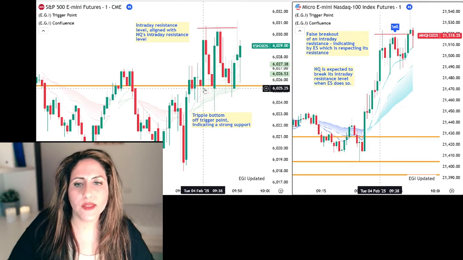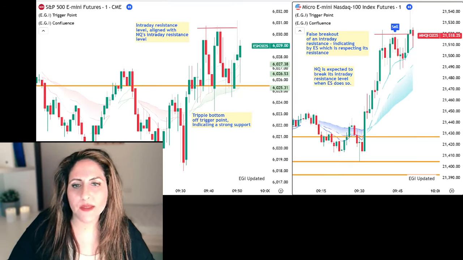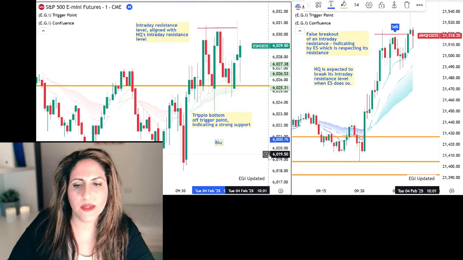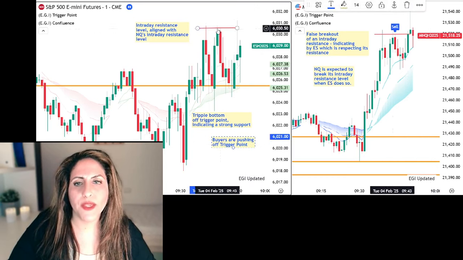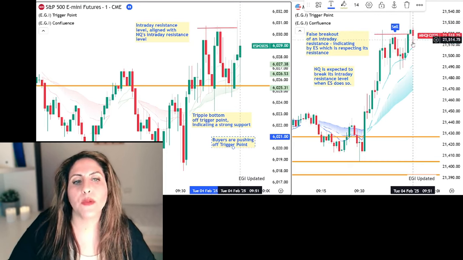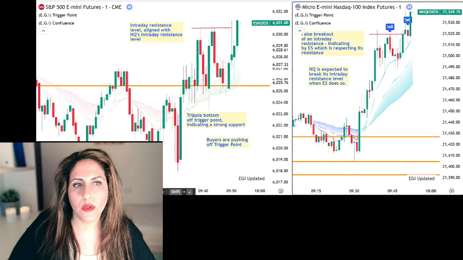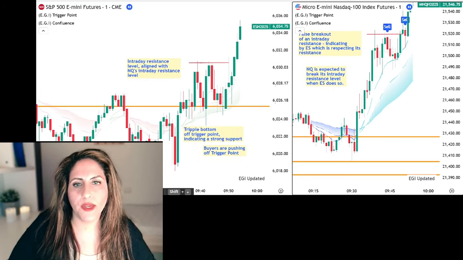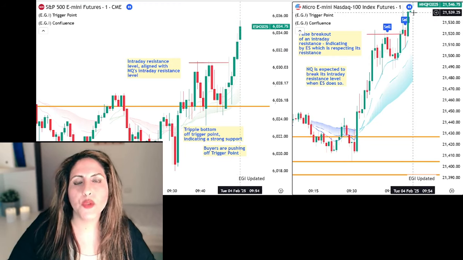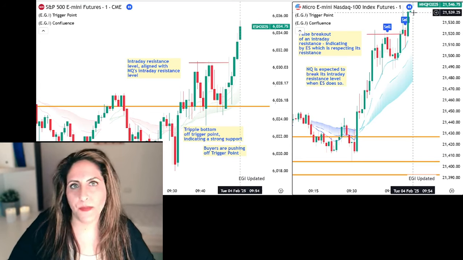Now, because I see that the buyers are pushing here, the buyers are taking control of this trigger point resistance level, buyers are pushing off the trigger point, I expect ES to break its intraday resistance level, and then NQ will break, not a false breakout, but a true breakout. Here we go. Okay, so when ES broke, it's an opportunity for me to buy NQ as well.